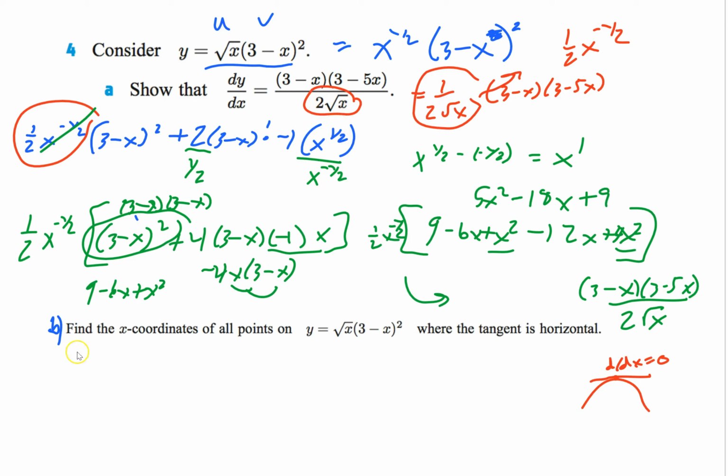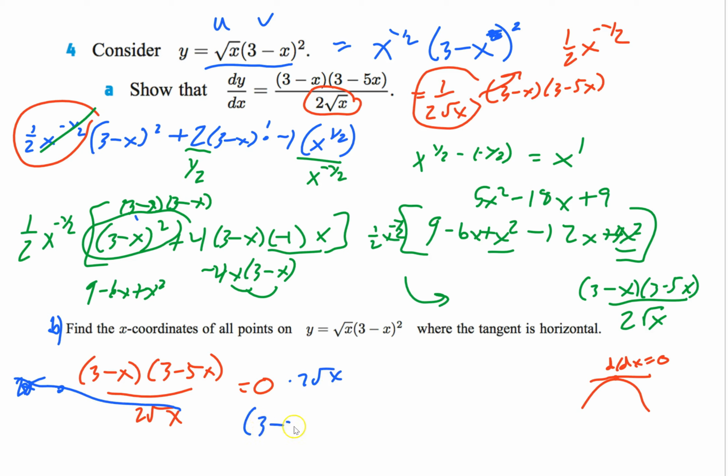So all I gotta do is set that derivative equal to 0. So (3 minus x)(3 minus 5x) all over 2 radical x equals 0. How do we solve this? Multiply both sides by the denominator. It goes away, because anything times 0 is 0. So you get (3 minus x)(3 minus 5x) equals 0. Then split it. You get x equals 3, and then x equals 3 over 5. So that's the idea. And that's it for quotient rule.